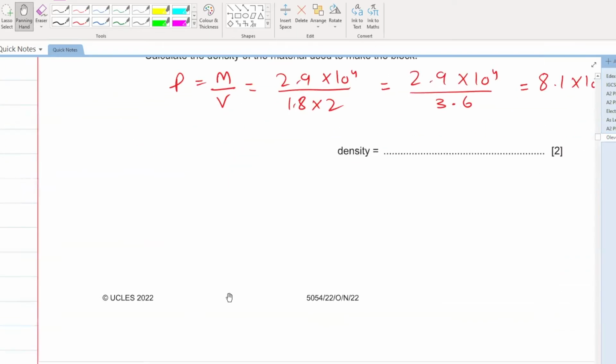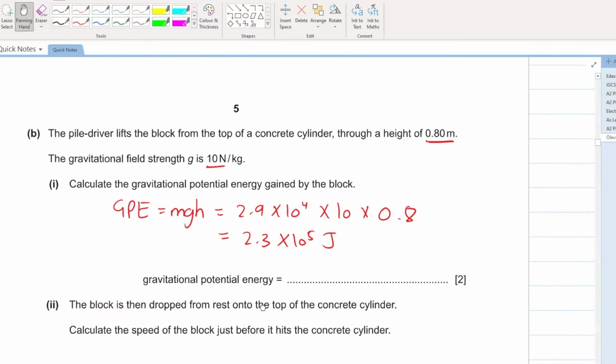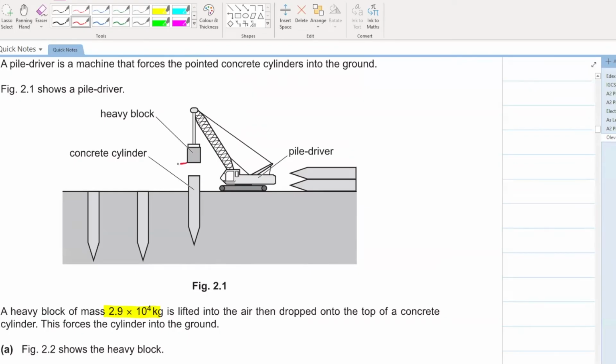Someone was asking, sir, yes, you can write it like that as well, perfect. The block is then dropped from rest onto the top of a concrete cylinder. Calculate the speed of the block just before it hits the concrete cylinder. Analyze what is happening. Your concrete block is at a height, and at this point it will have some amount of gravitational potential energy. However, it is at rest as well, so the velocity is 0. That means kinetic energy will also be 0.